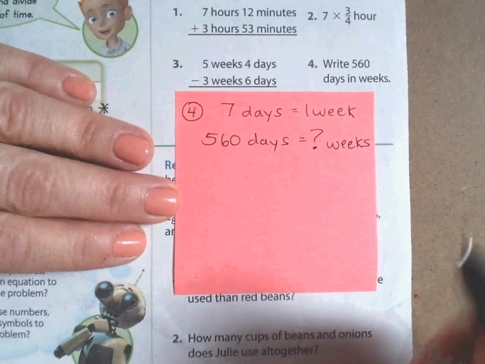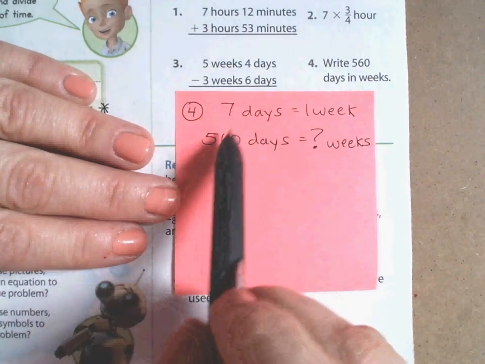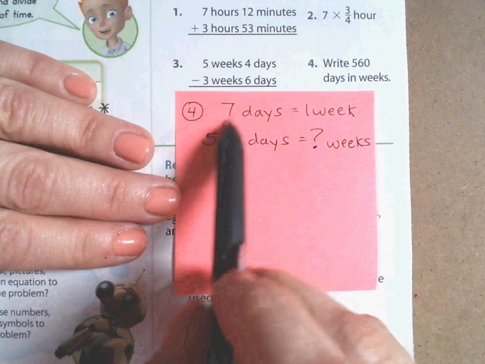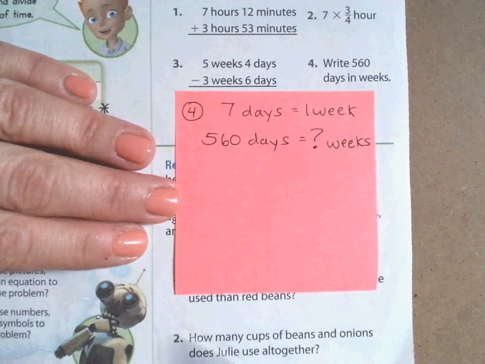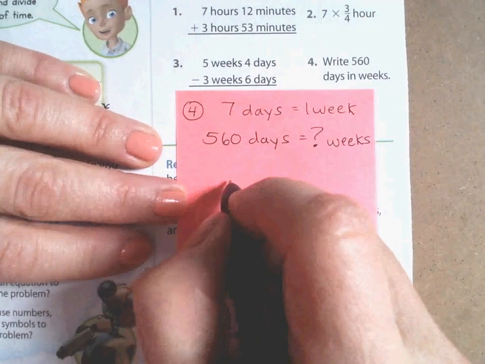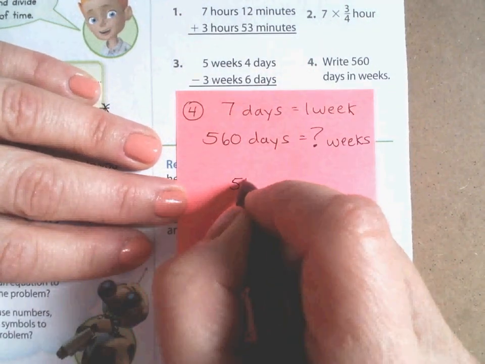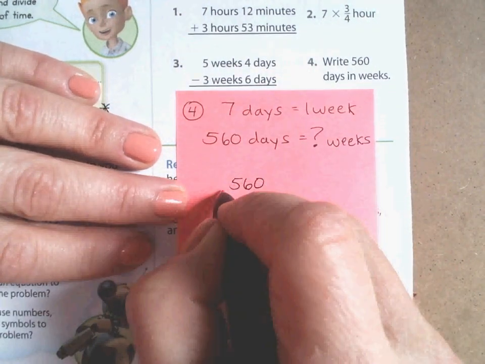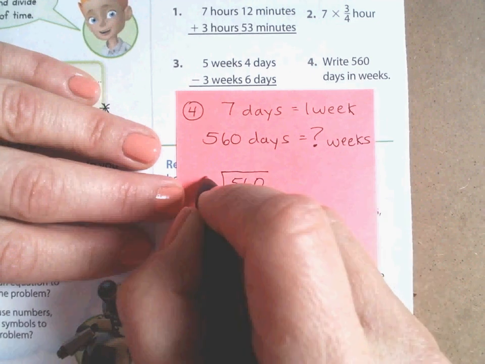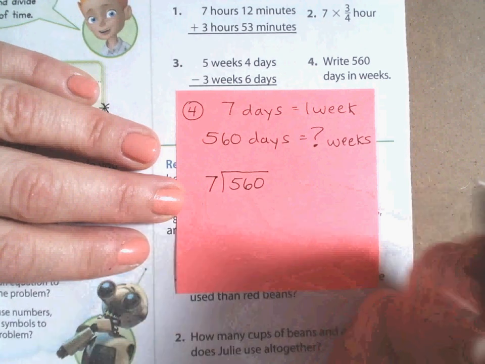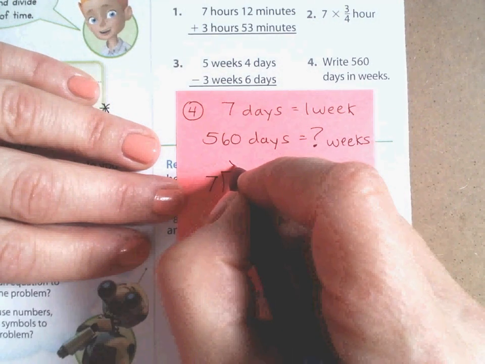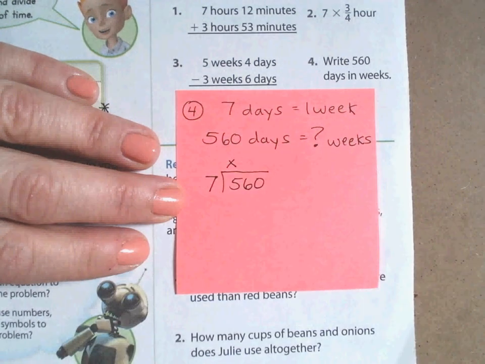So since there's more days than there are weeks, if you look at the quantity, I am going to have to divide. So I would take 560 and divide that by 7. So 5 divided by 7, I can't do that, so I'll put an X above there.